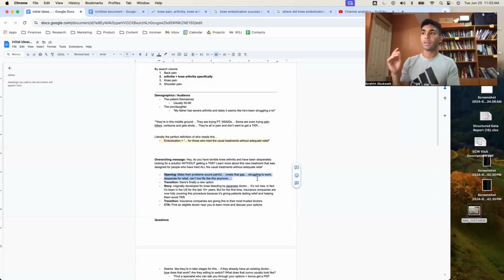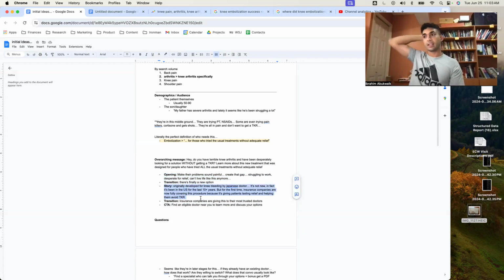It sounds bad, but this is what gets people to pay attention. When you make the problem sound bad and create that gap, it opens the opportunity for you to provide the solution. So I'm calling out the problems, calling out the issues with those problems, and then transitioning into, hey, look, there's a new option, and then I'm talking about a story.